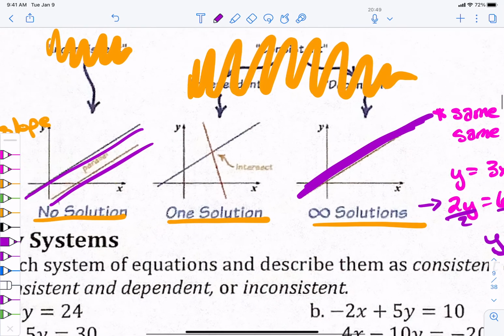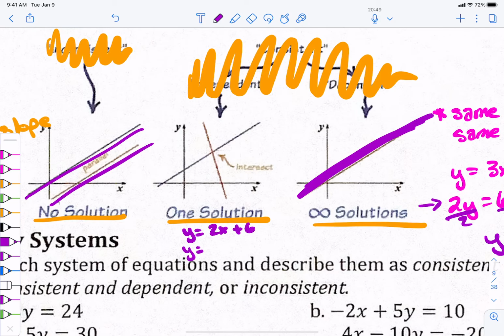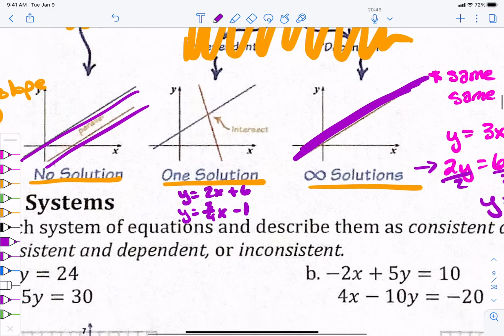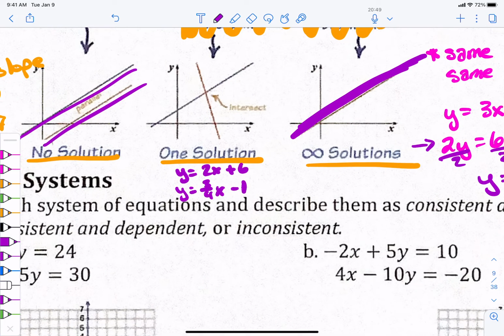And then what happens for one solution? Neither of those two things are happening. It's just something else, like y equals 2x plus 6 and y equals 3/4 x minus 1. Something like that, right? Those two are just going to cross each other. They don't have the same slope. As long as they don't have the same slope, you're only going to have one solution. Make sense? Not too bad. Okay.